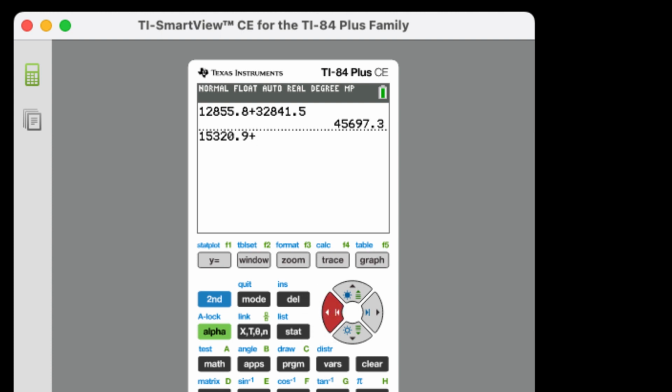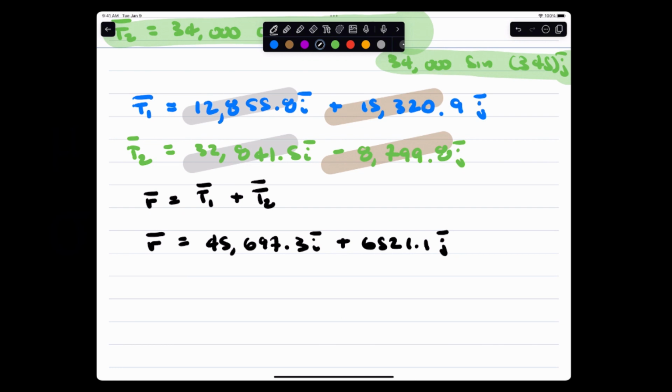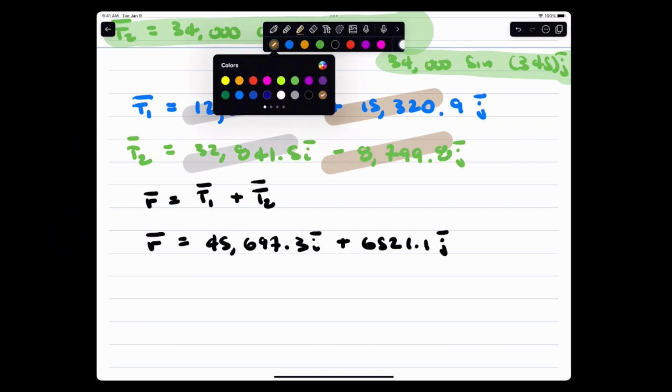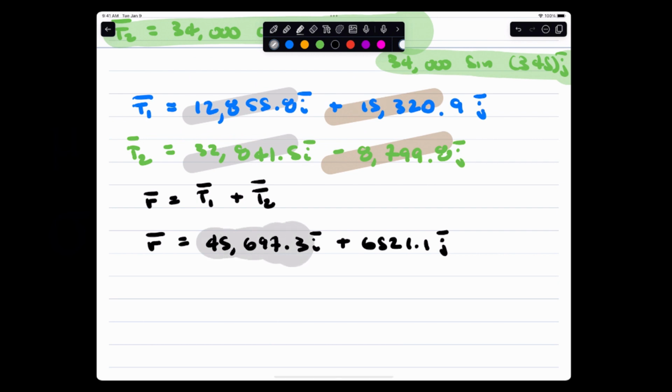So you go, oh, I made a mistake. Do minus. Good, minus 8,799.8. You end up with 6,521.1 j. So this is the resultant vector, but let's take a look at the details. Looks like this is our horizontal component and then our what? Vertical component.